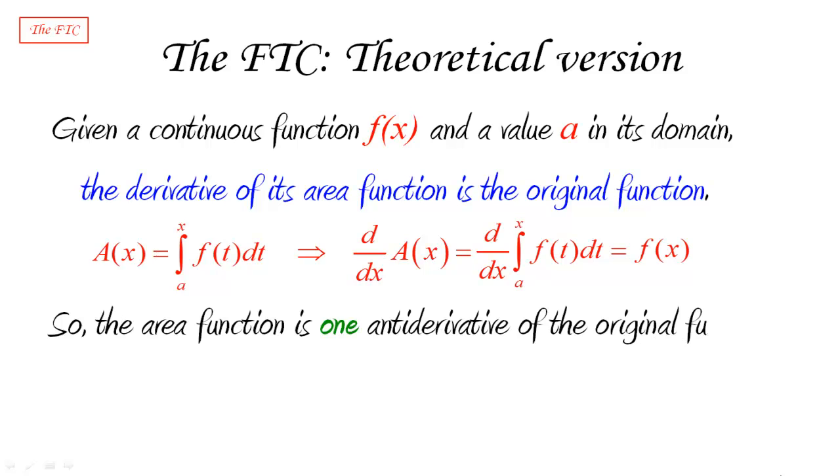Okay. Now, before I show you a little bit of a proof, let me point out that this statement also implies that the area function is one of the antiderivatives of the original function. We're going to figure out later which one. But this is what it says. The derivative of the area function is the function itself. This is the integrand. And therefore, the area function is one of the antiderivatives. Remember, it's not the general antiderivative because it's a single function. All right, so let's see.